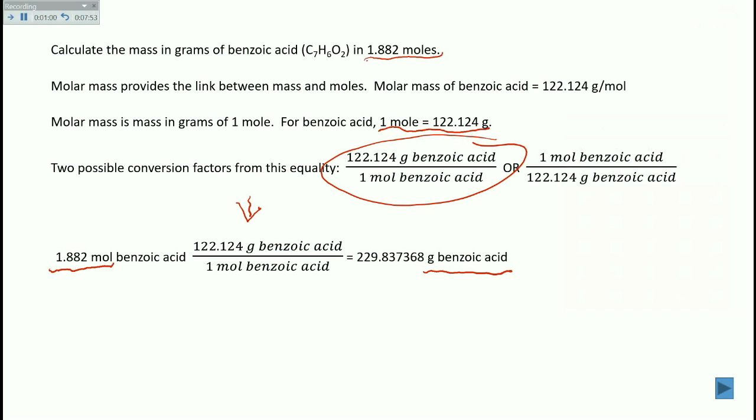Let's get rid of my calculator. We'll put that in. Now I have to go back to my inputs and figure out what's limiting my sig figs. For my starting information, I have 4 sig figs here. From my conversion factor, I have 6 sig figs in that numerator. Remember, the 1 mole is a definition, so that won't limit my sig figs. So I have to cut off at 4 significant figures, which means I cut off right here. So when I round that, my final answer is 229.8 grams in that 1.882 mole sample of benzoic acid to 4 sig figs.